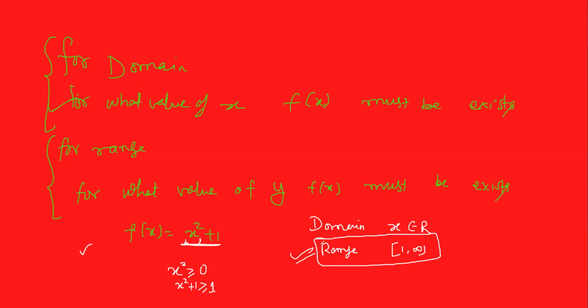Range means you will never get a value less than 1. You can check. And you can put any value of x. This is called domain. Write this example. I will tell you one more.